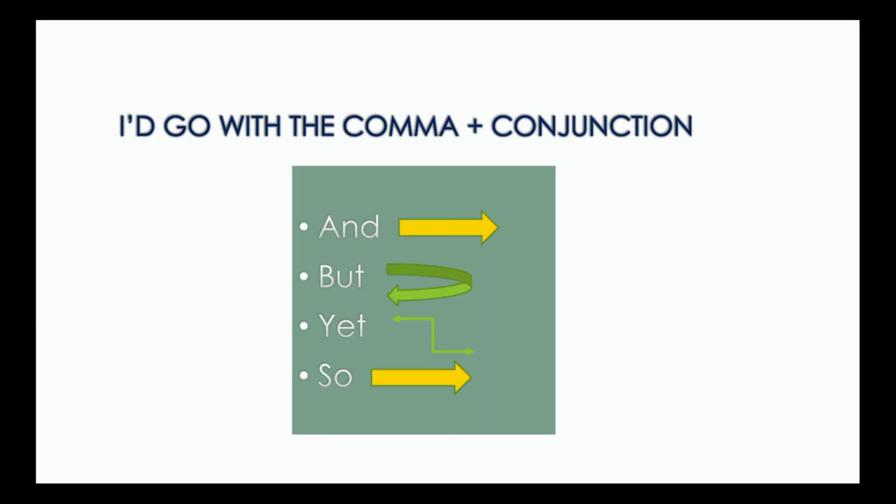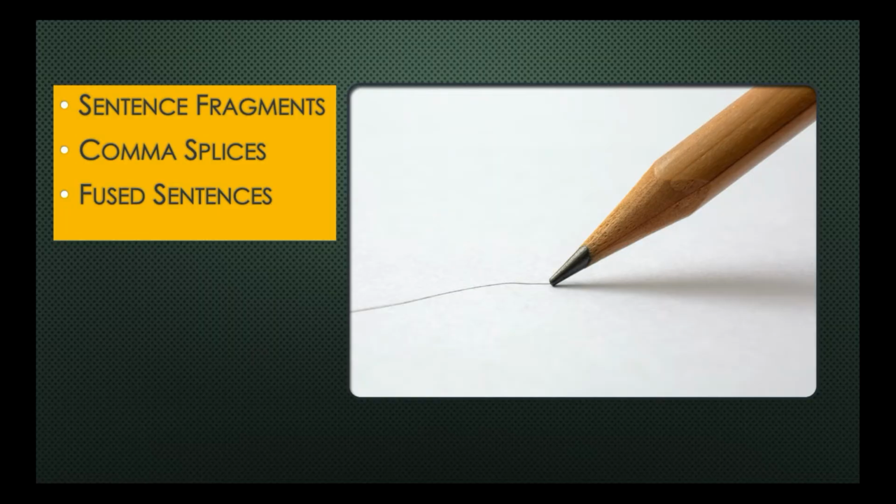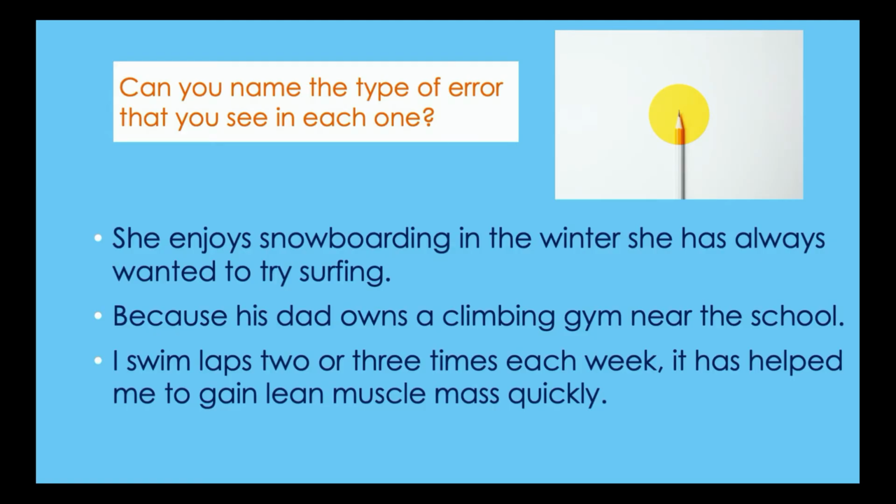For most of these examples that we've reviewed, I'd go with the comma and conjunction option, as it makes for smoother reading and creates an intended direction for the reader, connecting ideas with an and, or turning in a different direction with a but. So let's finish up by looking at three side-by-side examples of the errors we discussed in this lesson: sentence fragments, comma splices, and fused sentences. Can you name the type of error that you see in each one?